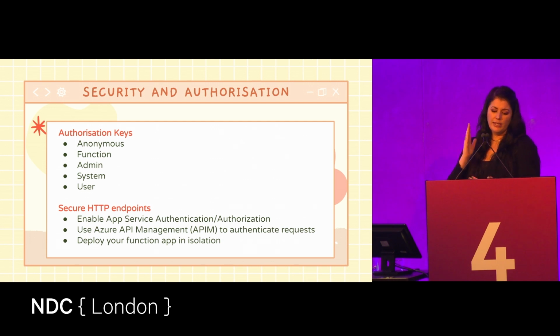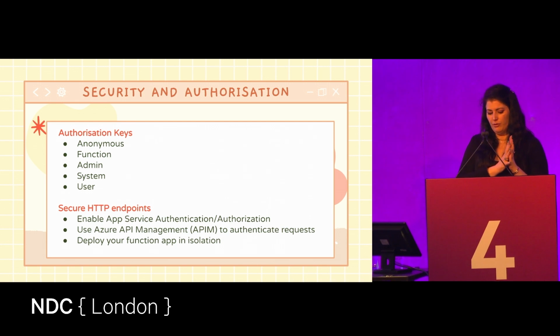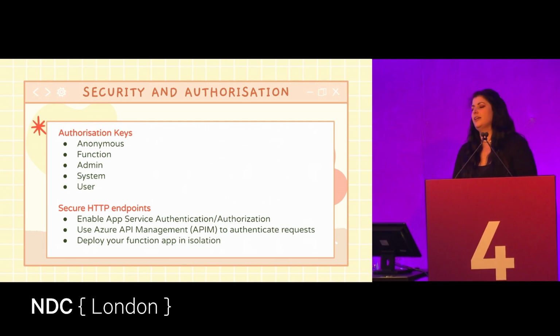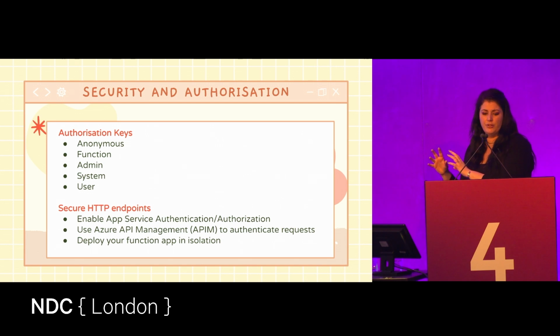So you can enable app service authentication and authorization, so quite heavy. You can use Azure API management to authenticate requests. And you can deploy your function app in isolation. So that protects it from its friends, and then you can have a gateway in front. So the app service authentication is going to be like Azure AD, things like that, any kind of authentication like OAuth. So you basically allow access through that.